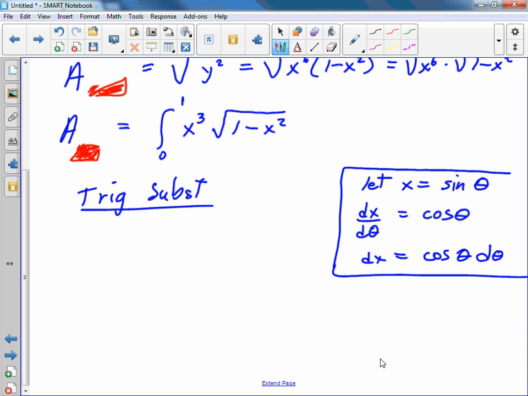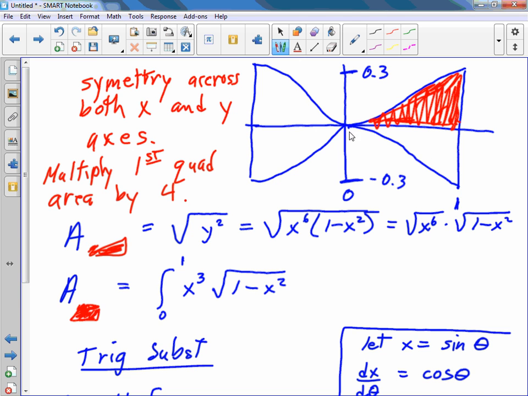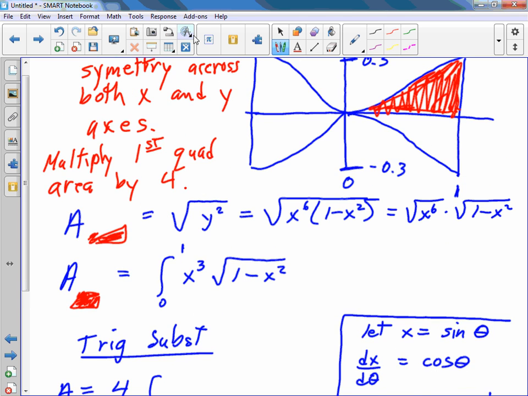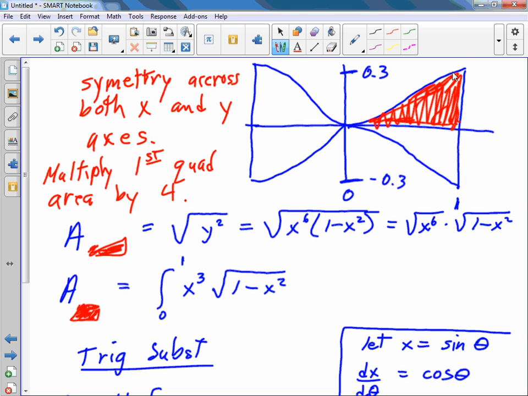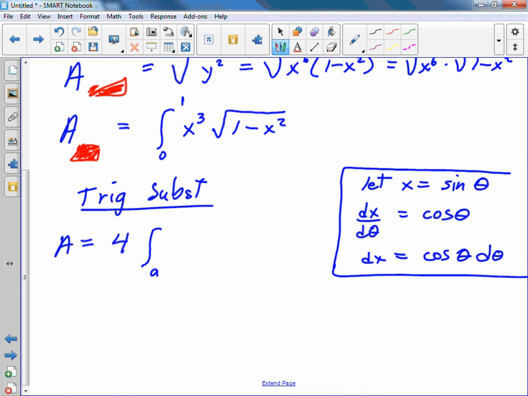Okay, so now we've got A equals 4 times, as Alex was saying, because there's 4 parts to this. Okay? So if we integrate this from 0 to 1, we're going to have to talk about that too. We'll get the area between the curve and the x-axis, correct? Okay? So if we go 4 times that, we'll get 4 of those. So we can go 4 times. And for right now, I'm going to say my limits of integration are from a to b because they're going to change.